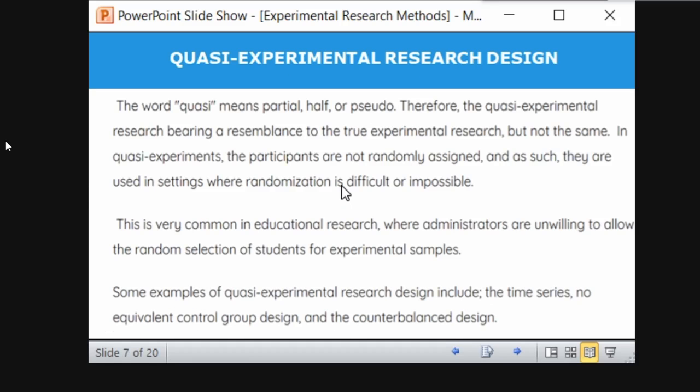Next is quasi-experimental research design. What do you mean by the word quasi? Quasi means partial, half, pseudo.